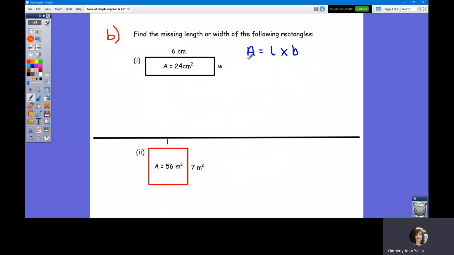Okay, instead of A, we're going to substitute the value of 24. Instead of L, we know it is 6, and the breadth here is W. How can we find the value of W? Okay, we find the value of W by dividing both sides by 6.